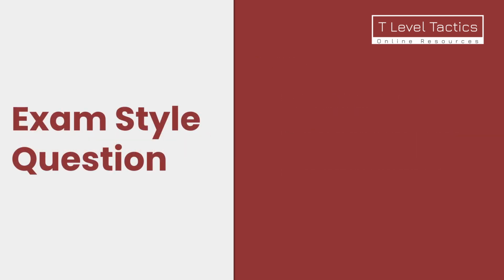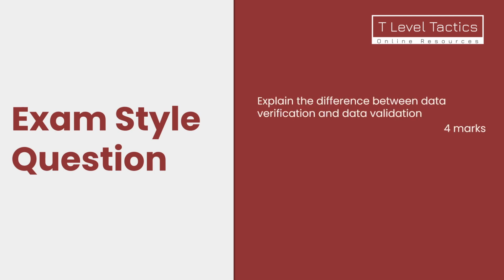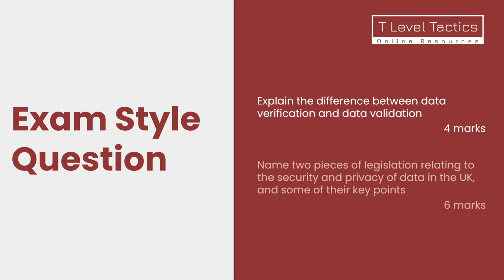Let's have a go at some exam questions. Here's the first one. Explain the difference between data verification and data validation. There's 4 marks available. And for your second question, name 2 pieces of legislation relating to the security and privacy of data in the United Kingdom and some of their key points. And there are 6 marks available here.